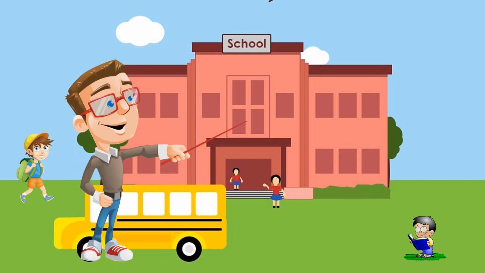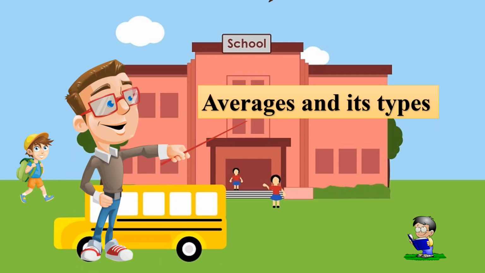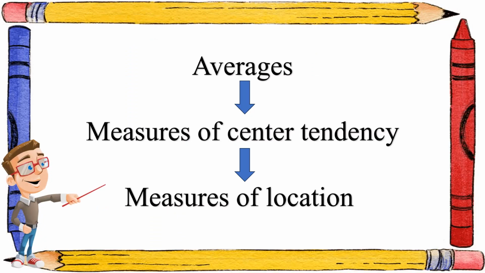Today our professor S has come up with an interesting topic, and that is averages and its types. Averages is also known as measures of center tendency and measures of location. So if in any question you find that it is written to find the measures of center tendency or measures of location, that means you have to find the averages in this question. So no need to confuse yourself, okay?